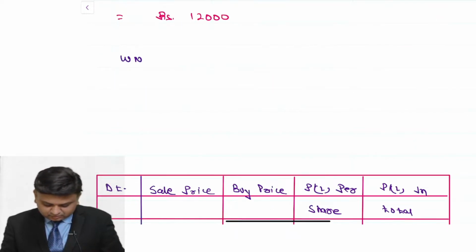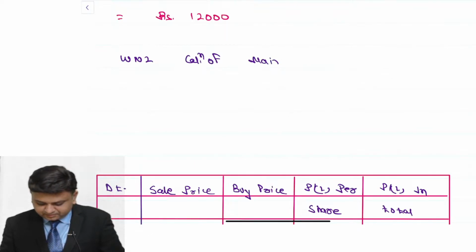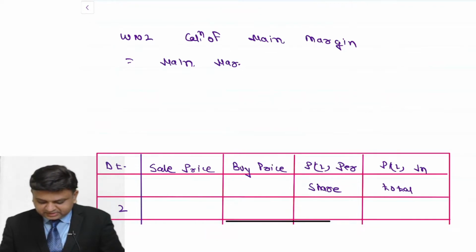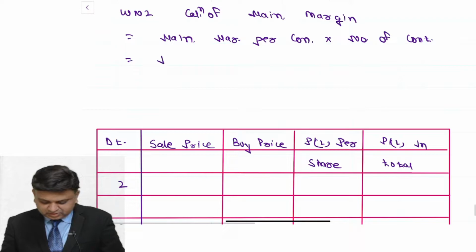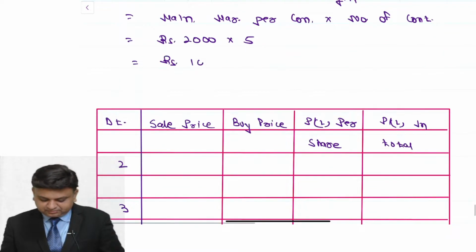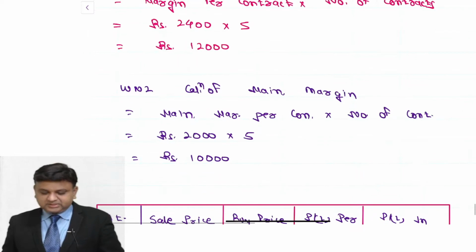Then working note number 2, calculation of maintenance margin. In that again, maintenance margin per contract into number of contracts. So in that case it is 2000 into 5, that comes to rupees 10,000. This is the way we have to start.